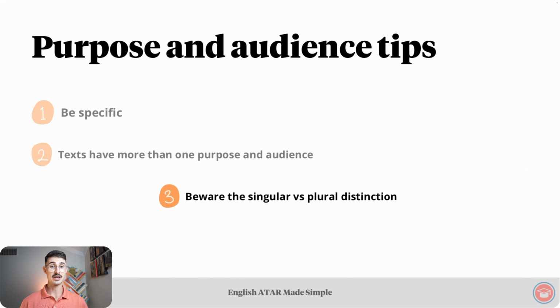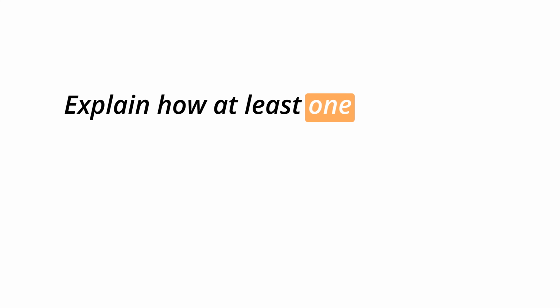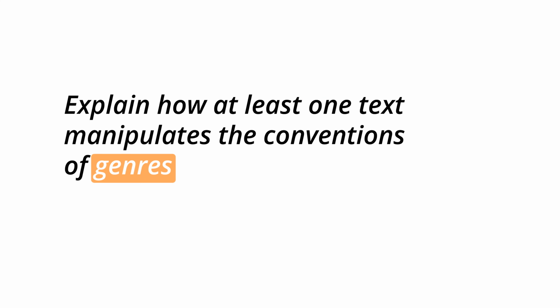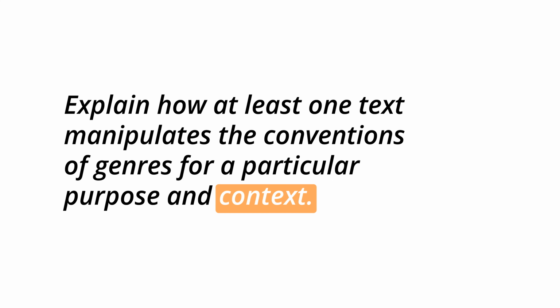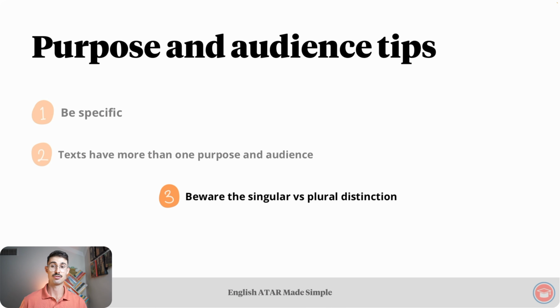Final purpose and audience tip is beware the singular versus plural distinction. I've alluded to this one quite a few times already. If a question includes the word purpose or audience, you should refer to just one purpose or just one audience. For example, let's say you're answering this past WACE exam question. Explain how at least one text manipulates the conventions of genres for a particular purpose and context. 2017, section 2, question 4. That question clearly specifies the word purpose, singular, so you must just discuss one purpose.